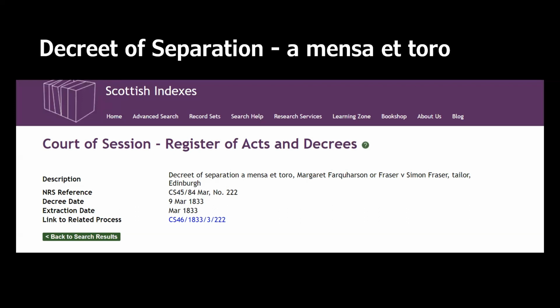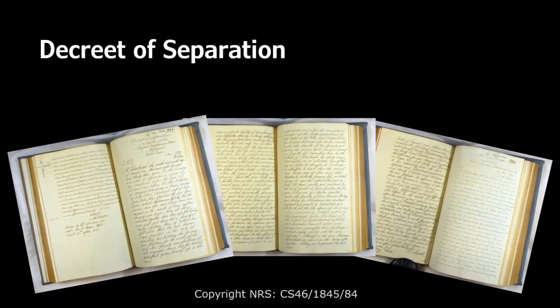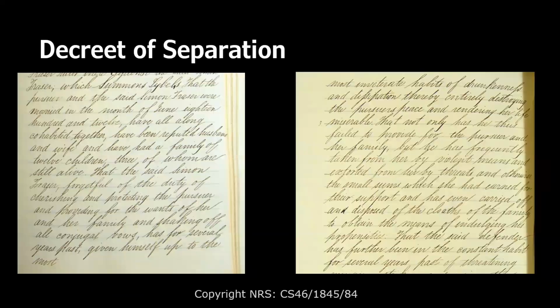So as with all our indexes, we give you the full reference so that you can look at the original in Edinburgh. And that's what we did, so we can look at it now. So here's the original decree. What do we learn? Well, we see that Margaret and Simon had been married in June 1812. They lived together and had 12 children. But then we're told that only 3 are alive.